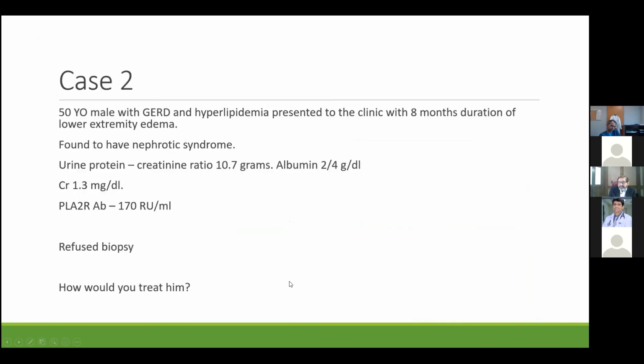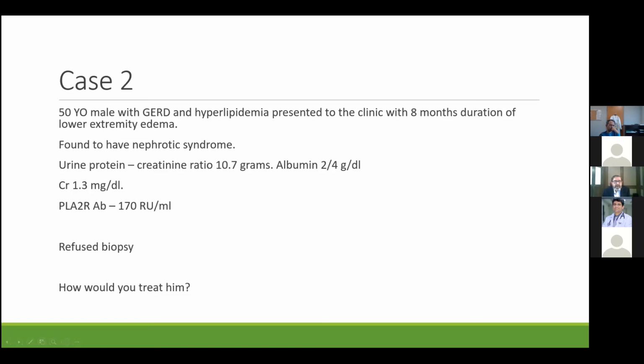So based on that, we come to the next case. This is a 50-year-old male with gastroesophageal reflux disease and hyperlipidemia, who presented to the clinic with 8 months duration of lower extremity edema, found to have nephrotic syndrome, with 10.7 grams of protein. Albumin was not 2/4, but 2.4. I'm sorry about the typo. Creatinine was 1.3, and the PLA2R antibody was 170 relative units per ml. He actually refused a kidney biopsy. And he had been symptomatic for about 8 months.